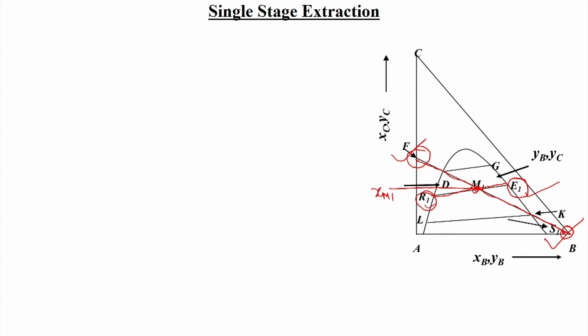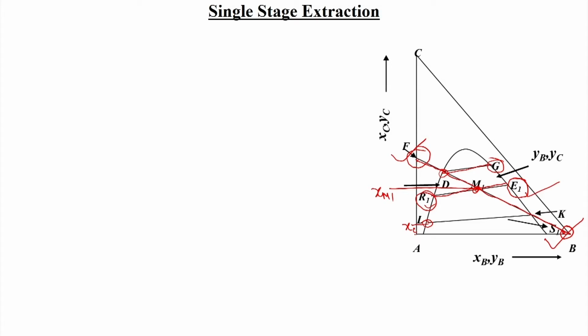And just like here, whenever we get this G, that is the minimum amount of extract, and the corresponding point is the minimum amount of solvent requirement. And this L is where the minimum amount of solute C, that is XC, will be present in the raffinate.